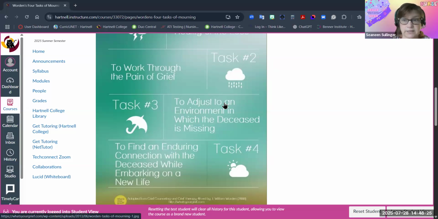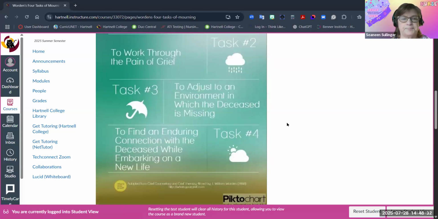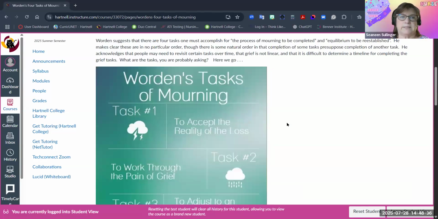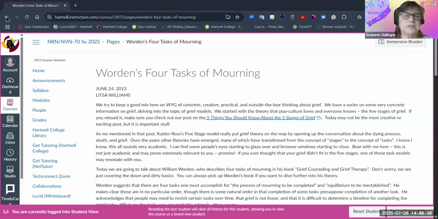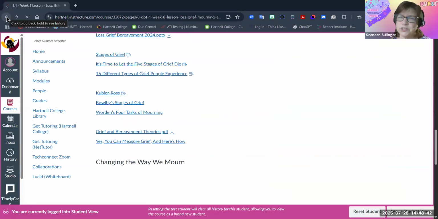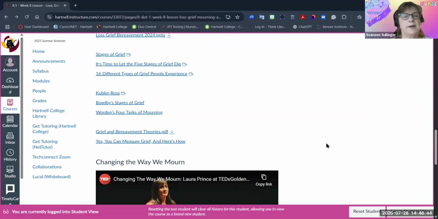I have lots of pictures. I have little mementos, things that help me deal with that. And then it talks about, gives you an idea of what those tasks are. So that's why I like those theories. I think they're not so restrictive.